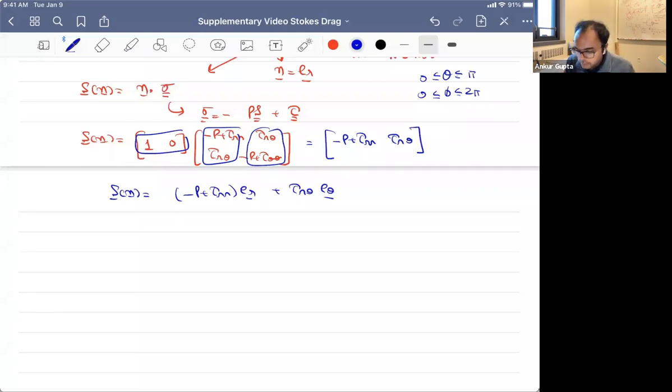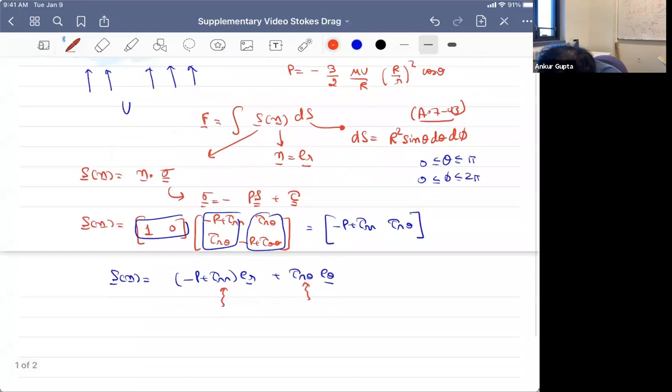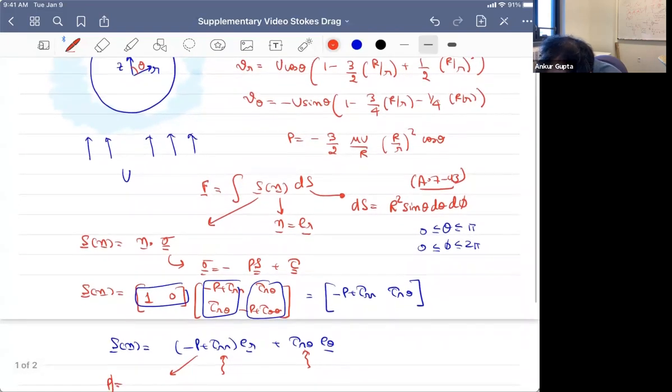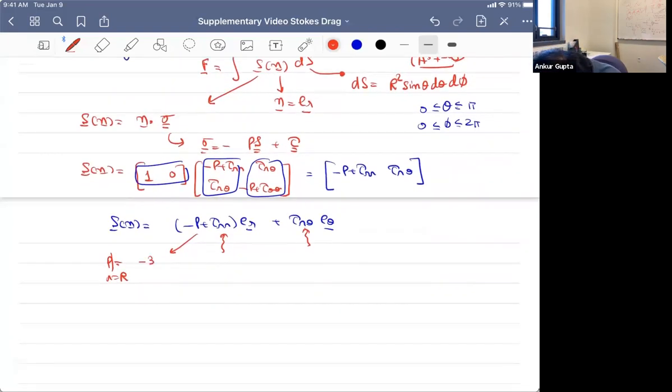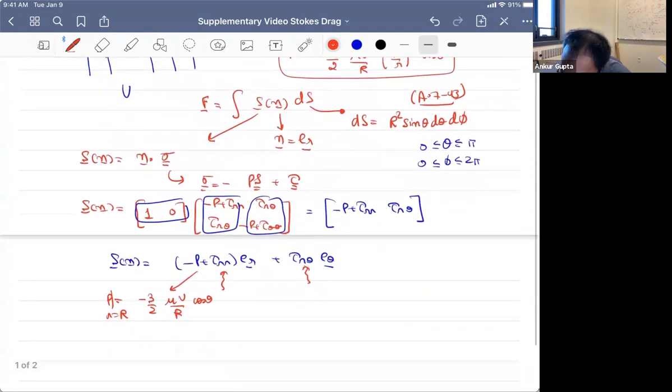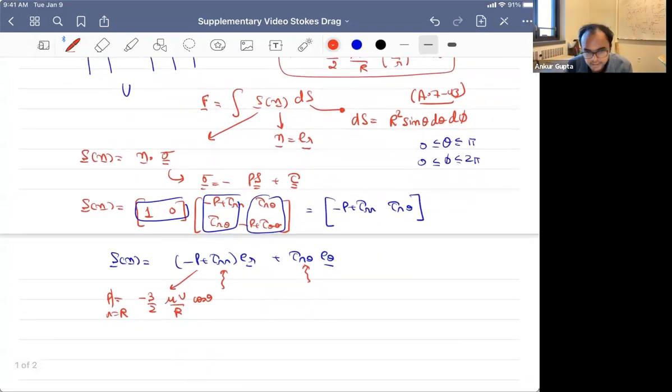But what we do not yet know is the tau rr and tau r theta. Pressure we already know at the surface. So pressure at the surface, at r equal to capital R, is known. That will be minus 3 by 2 mu u by r cos theta. I just want to show that I have substituted small r equal to capital R in the pressure formula here, which you see on the screen, because we are at the surface. The pressure is this, but we still don't know tau rr and tau r theta.